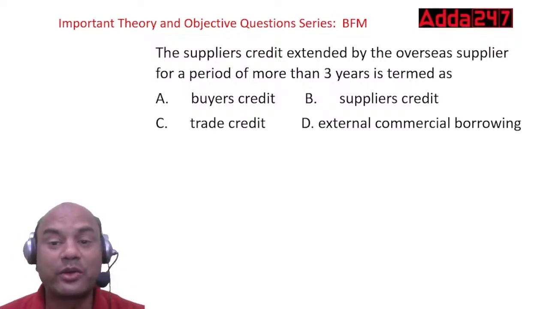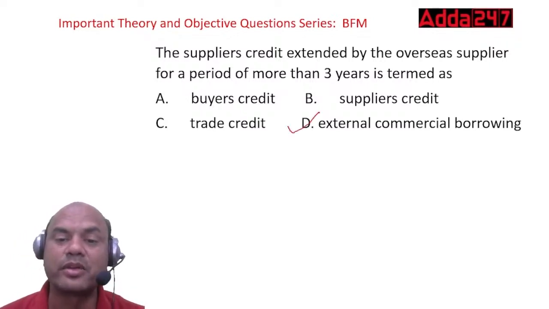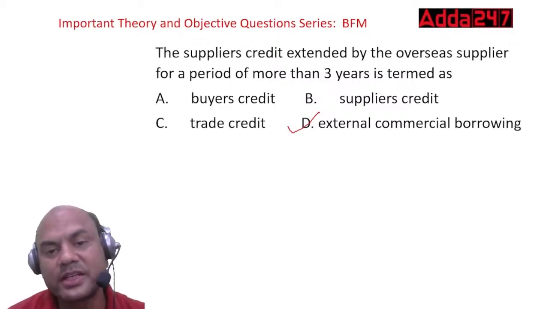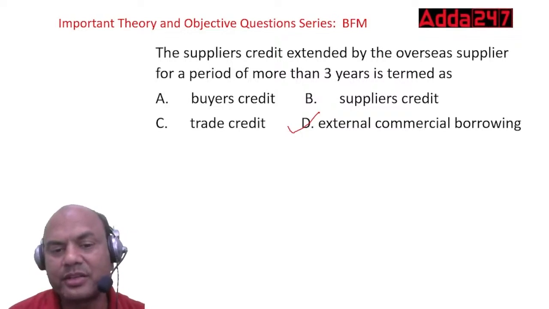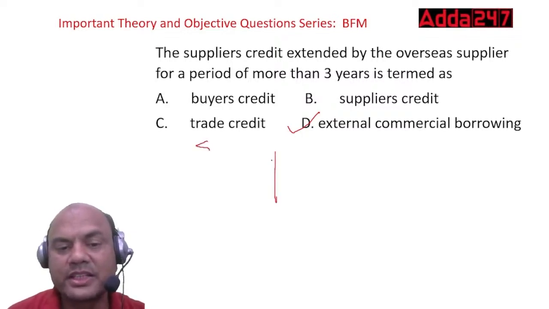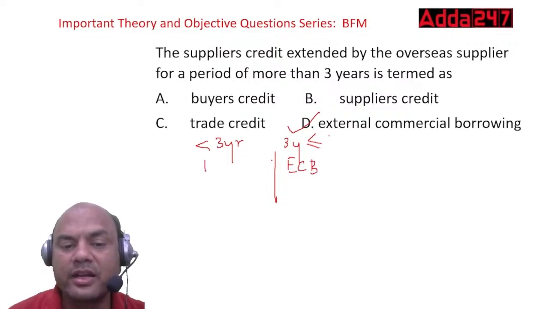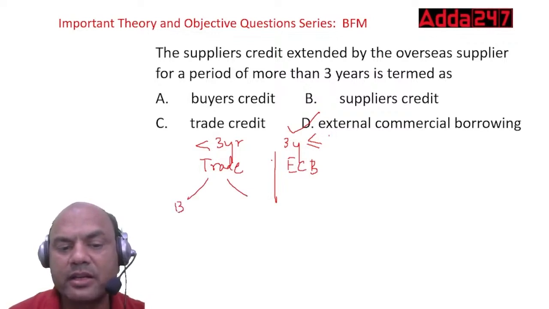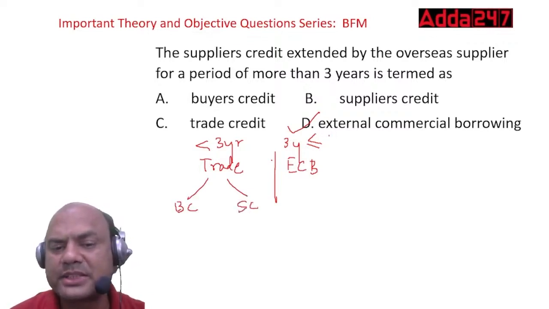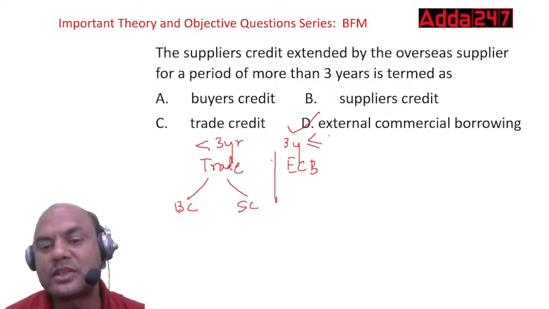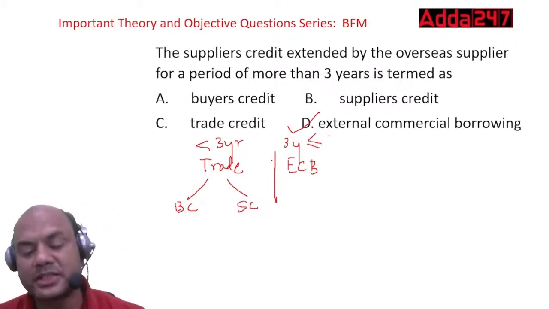So, I told you that it is ECB, external commercial borrowing. Whenever any loan is beyond 3 years, it is called as ECB. See here, it's simple. Below 3 years, less than 3 years, it is trade credit, and 3 years and above it is ECB. Now this trade credit is of two types, buyer's credit and supplier's credit. This is a basic classification between all these. So the answer over here is D, ECB, external commercial borrowing.